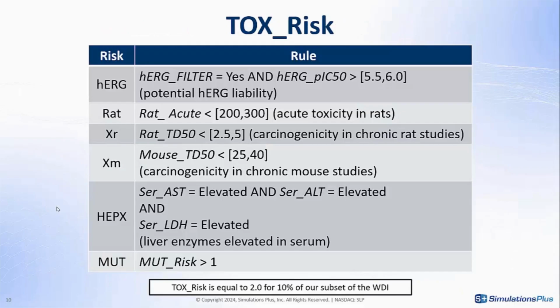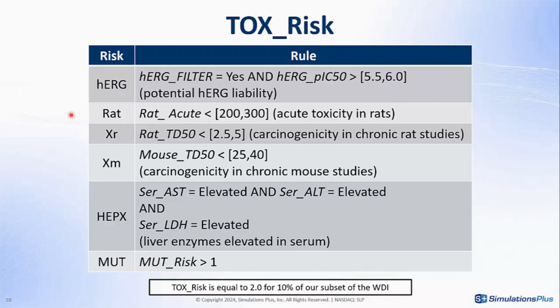This next slide discusses the tox rules, or tox risk rules. So there are 1, 2, 3, 4, 5, 6 tox risk rules. The first one is the hERG filter, which I mentioned earlier. If your pIC50 is between 5.5 and 6, you'll have an incremental penalty or an adjustment to the score. Essentially, for every 0.1 increase in this range, go up 0.2 on the penalty. So the penalty is 0 at 5.5, and at 6 and greater, it's a 1.0 penalty.